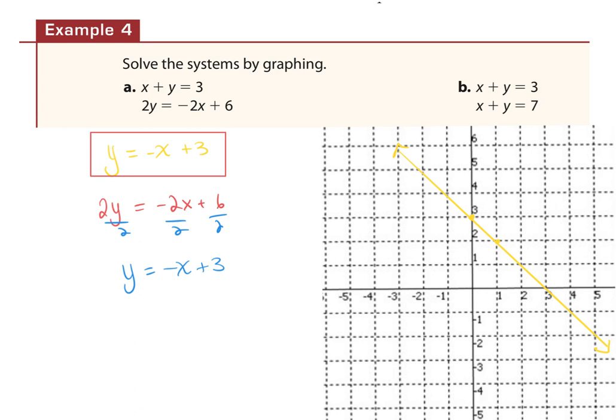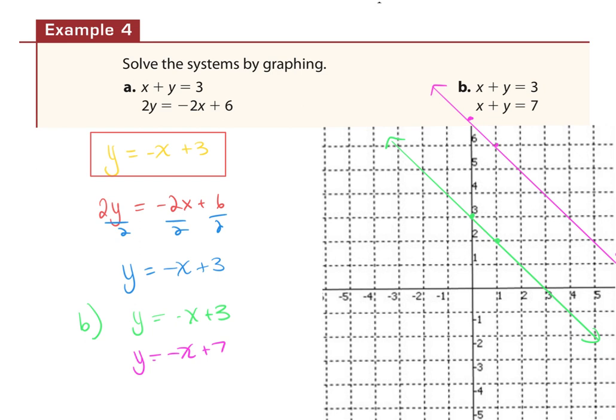Let's look at the next one over here. All right, so I'm going to put it in slope-intercept form. All right. Or I could graph by intercepts. It doesn't matter. So for B, I get y equals negative x plus 3. So I'm going to start at 3, go down 1 over 1. All right, so that's my first one. All right. For my second one, in slope-intercept form, I get y equals negative x plus 7. So I'm going to start up here at 7 and go down 1 over 1.